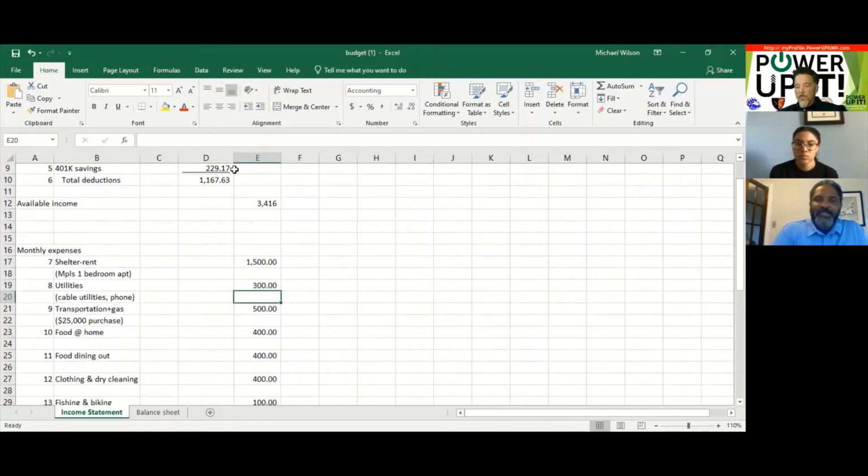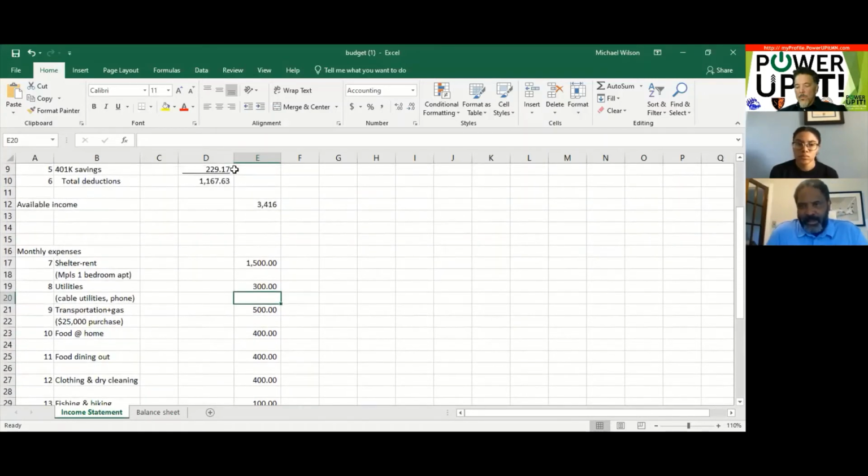Then the next thing is utilities. By the time you put your cell phone together with cable cost and whatever heat and electricity costs, that easily can reach $300 per month. You guys with me on that?